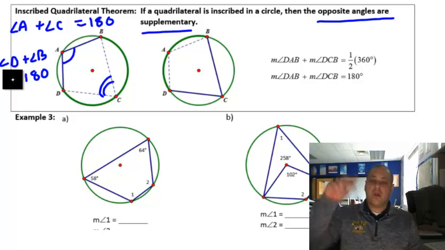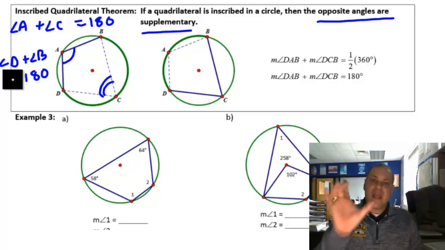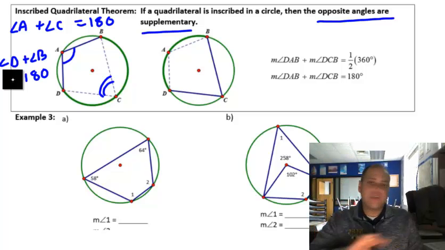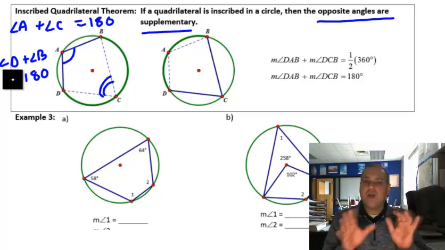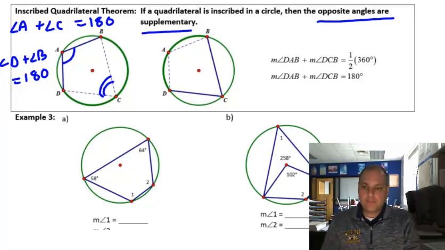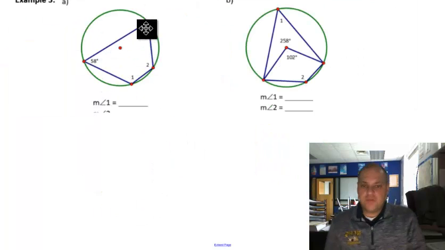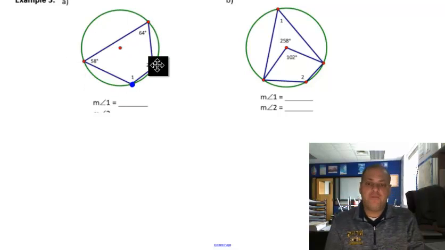We know that the four angles of a quadrilateral add up to 360, but the opposite angles add up to 180. It doesn't have to be a parallelogram or anything. In a parallelogram, we already know they do. But in any quadrilateral, as long as it's inscribed in the circle, the opposite angles add up to 180. So a couple quick examples here. So here's my quadrilateral. All four vertices are on the circle. That's important or it doesn't work.